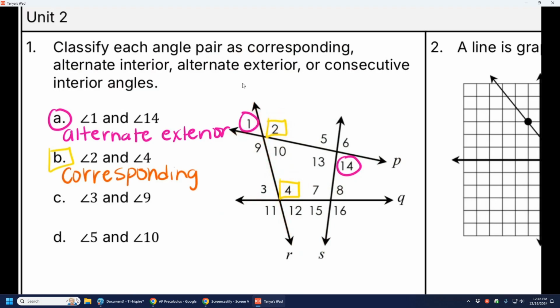Okay, 3 and 9. Let's use a heart for these. So here's 3 and here's 9. So again, they're both touching line R and both of them are on the left side. And then when you look at these two lines, they're both in between. So this time they're consecutive interior. Both on the left, both inside. Consecutive interior.